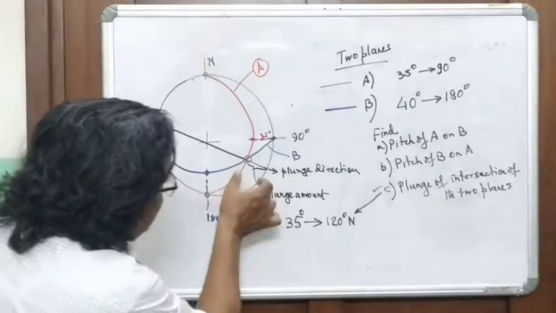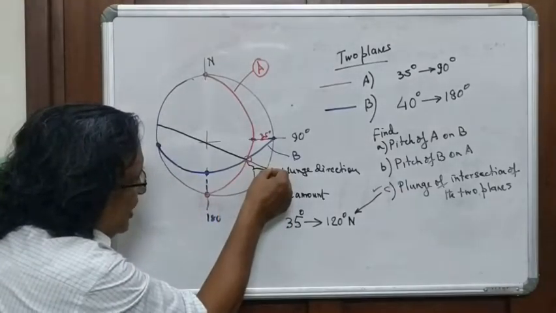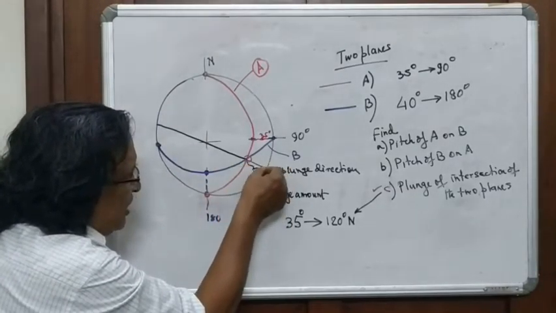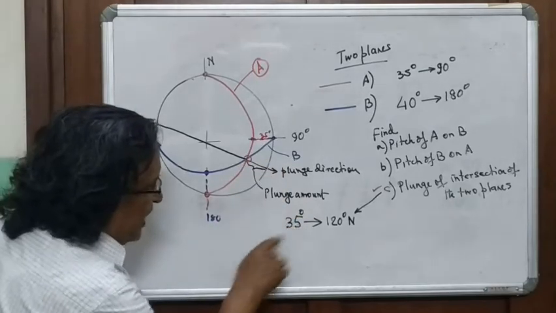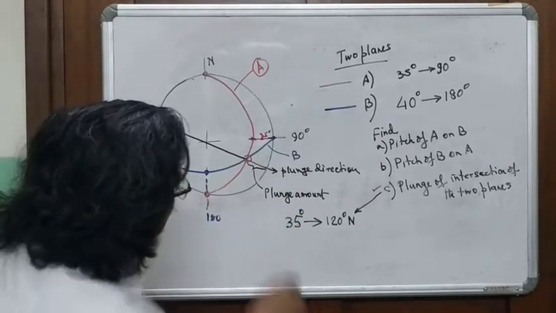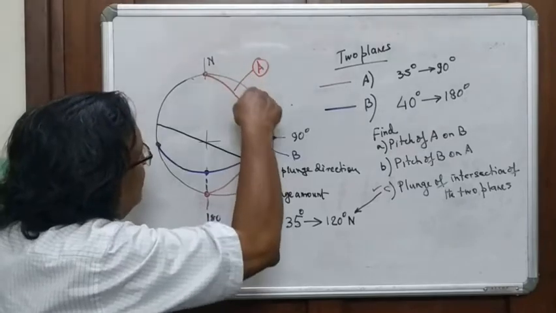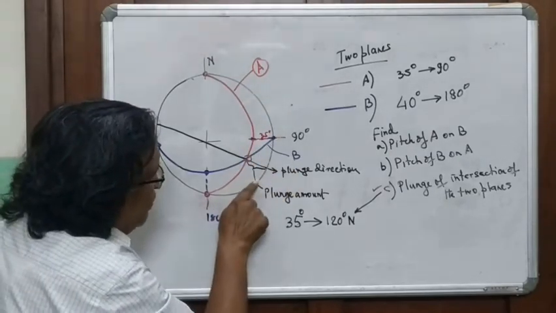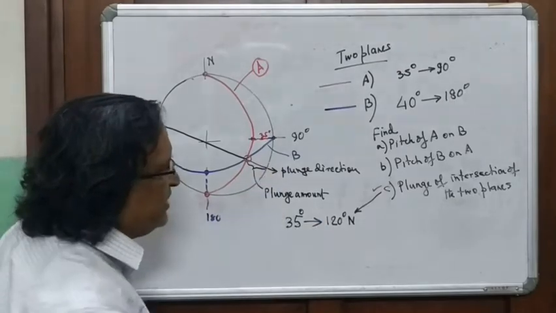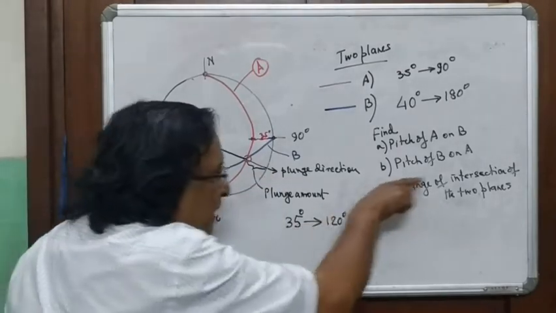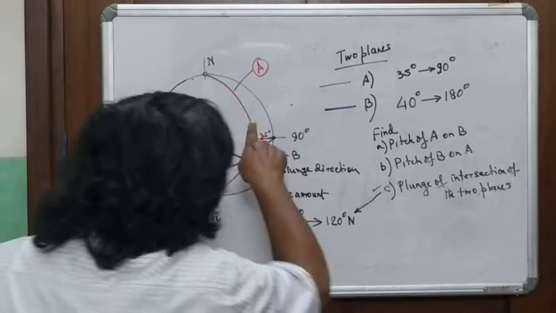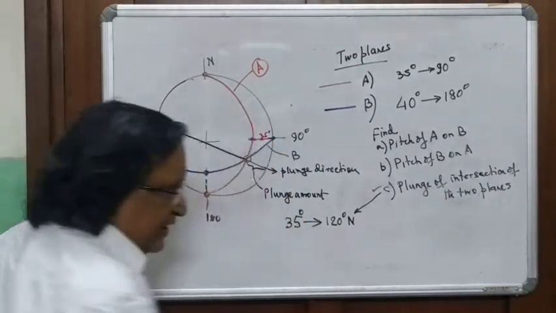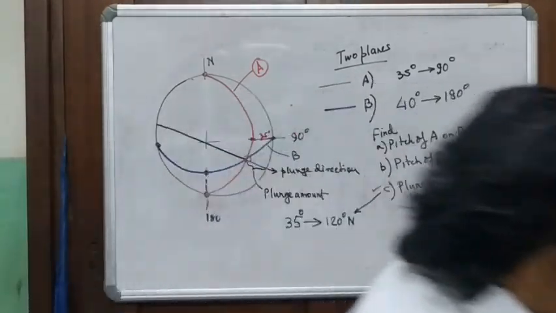Why did you measure this angle? Because this is horizontal. From the horizontal, this magnitude is roughly around 35 degrees. And the direction, you did it from the azimuth. This is 90, this is 180, this is 135, this is close to 120 degrees. So the plunge of the intersection of the two planes is 35 degrees towards 120 degrees north.